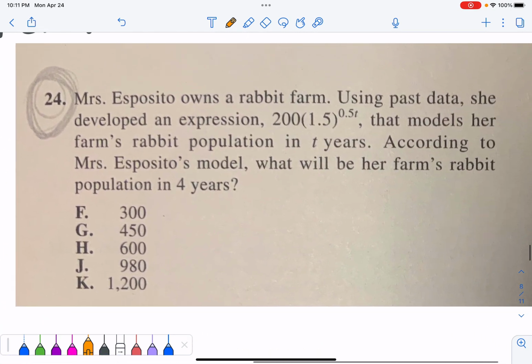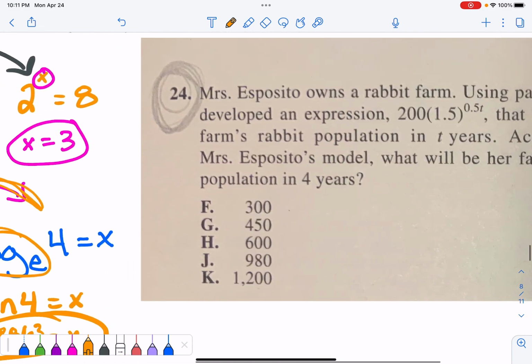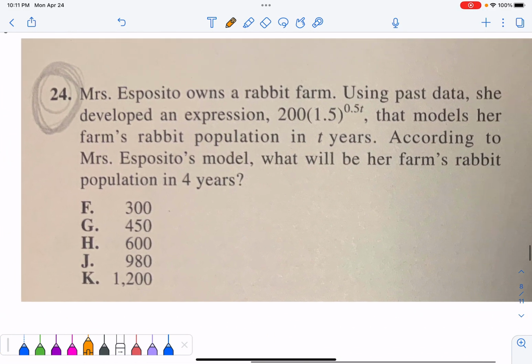So 24, this is not a terribly hard problem. They're not going to have you do too many hard log problems. Most of it's going to be switching back and forth between logs, like this, and then this one's just a simple plugging stuff in. So Mrs. Esposito owns a rabbit farm. Using past data, she developed an expression of this, probably modeling the population. Yep. So the only variable in that function is t, which is going to represent time in years, okay?